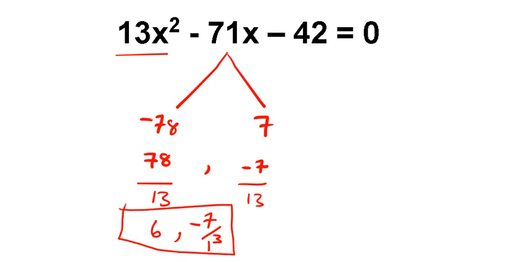Now, one thing you have to note is that when you are trying to find these factors of 71, make sure that when you multiply them, they also give you the same value as when you multiply 13 and 42.